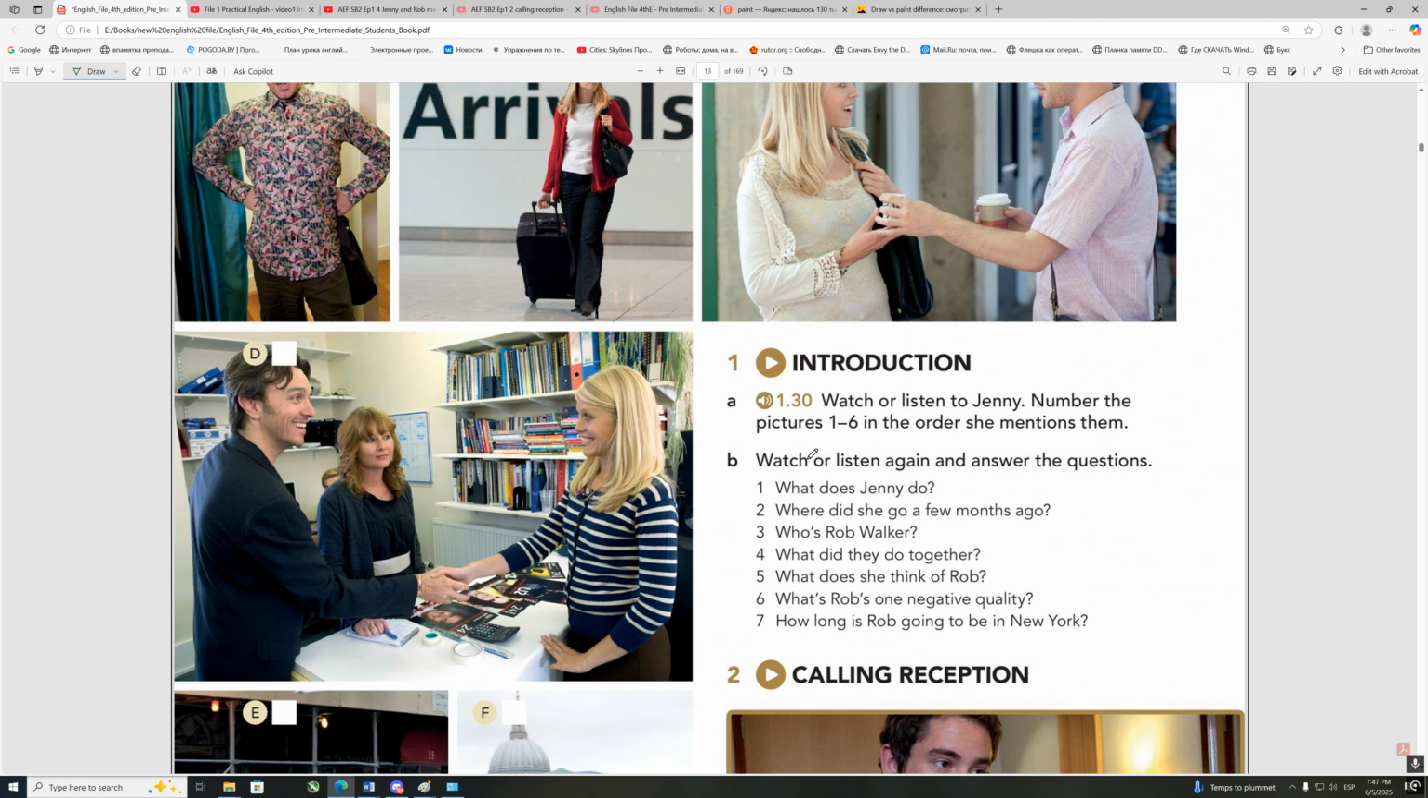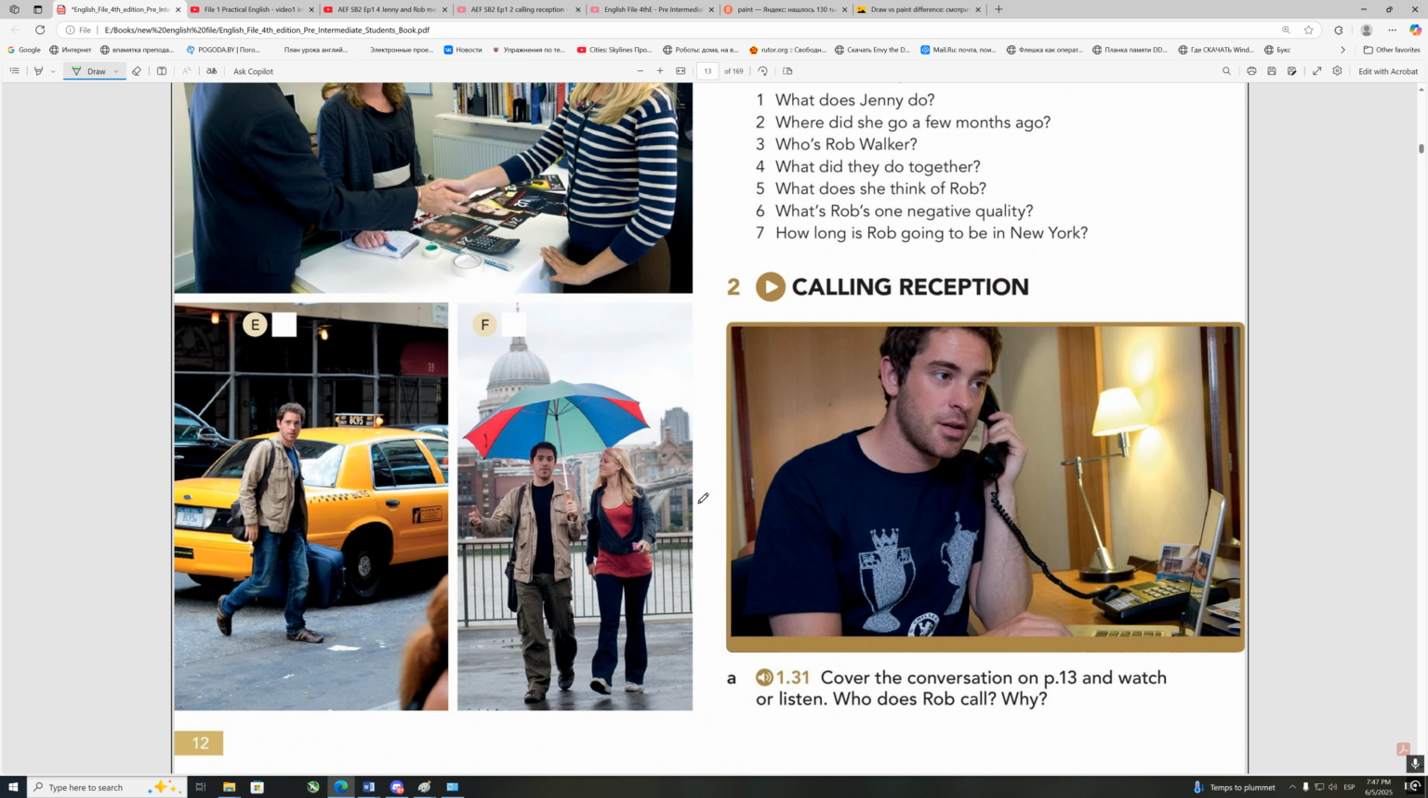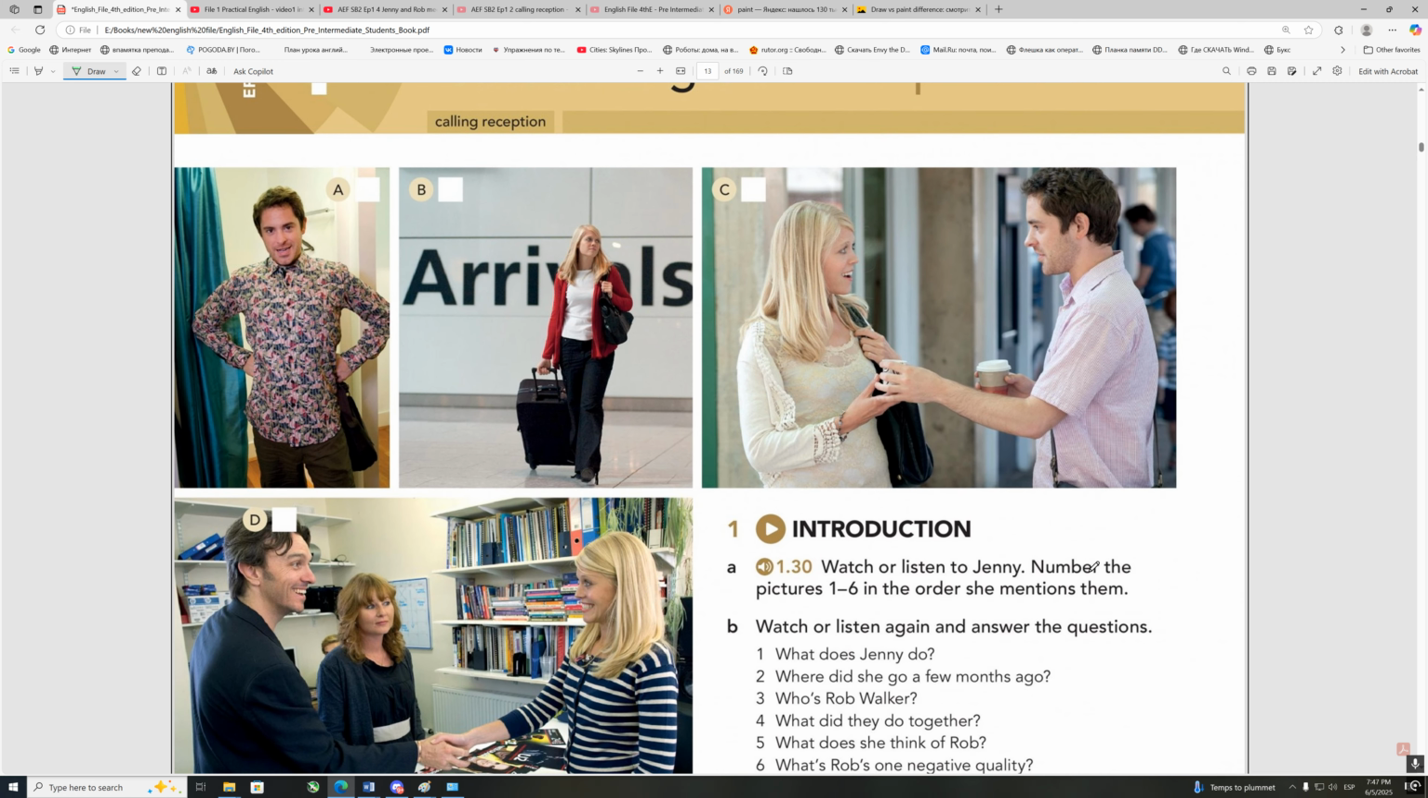The first one is introduction. You will listen to Jenny and number the pictures 1-6 in the order she mentioned them. These are the pictures: A, B, C, D, E, F. For example, 1, F. For example, 1, A.